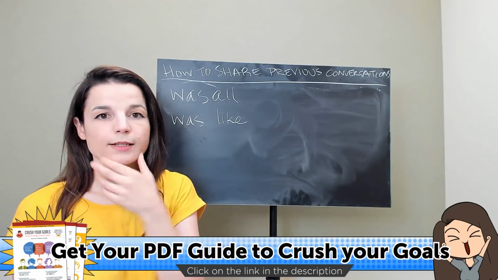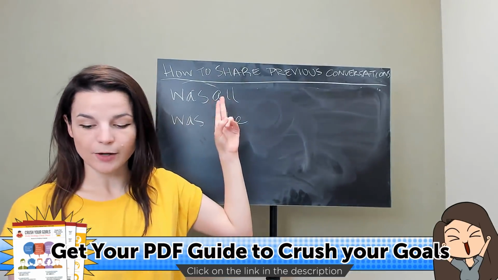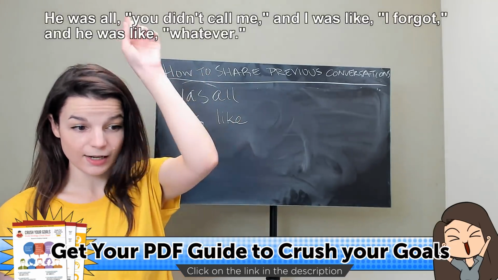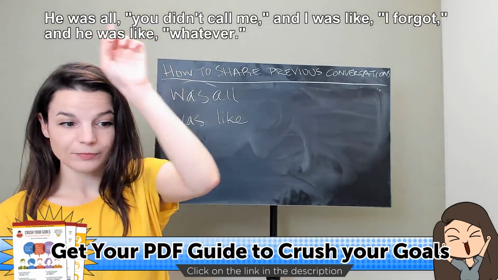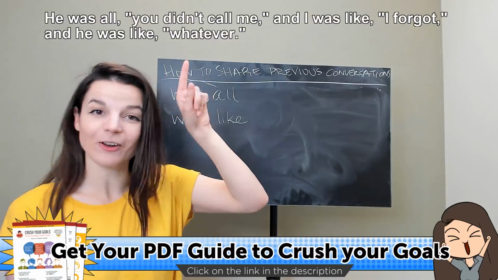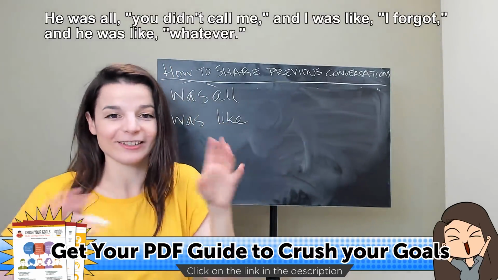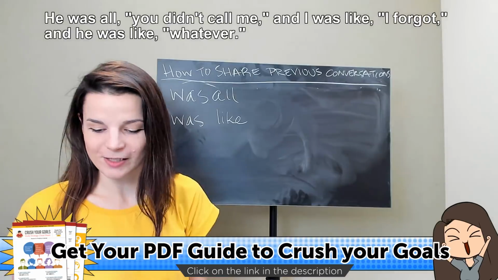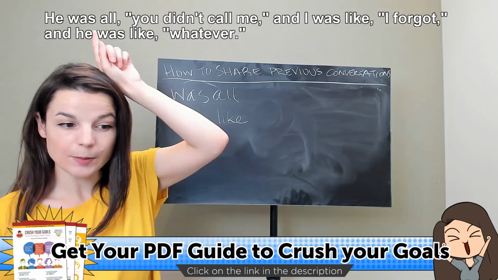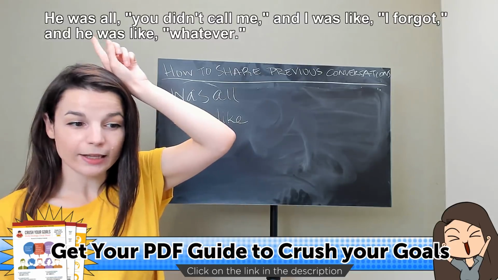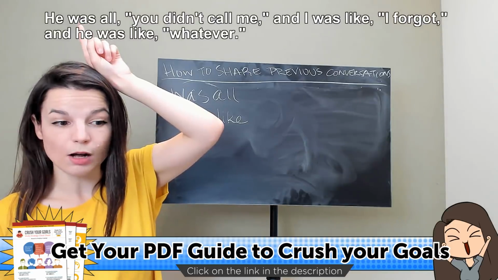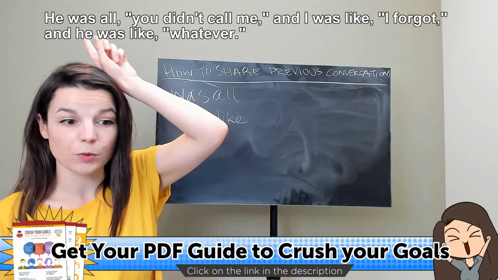So we use these. They're expressions, yes, they're pairs of words, but we put them in the same place we would for said. So here we can see examples. He was all, you didn't call me. And I was like, I forgot. And he was like, whatever. If you don't know whatever, it means like, I don't care, it's no big deal, or I don't want to listen to you. So this, you can see, he was all. This part, we use it in exactly the same way as said. But we're using past tense, he was all. So this is quite a casual expression for said.